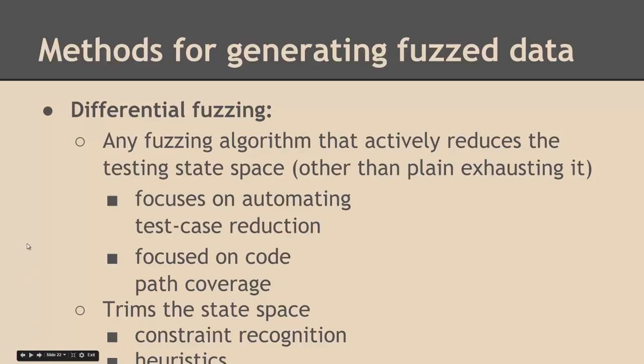And then the third high-level approach is differential fuzzing, and that encompasses any approach that actively reduces the testing state space, which often explodes in other approaches and makes the cost of exhausting it very hard. So this focuses on test case reduction, and efficiently covering code paths and code coverage, which is something we're going to talk about in a little bit. And so it involves sometimes constraint recognition if there's instrumentation done on the binary, as well as the use of heuristics to make these decisions to refine the fuzzing.